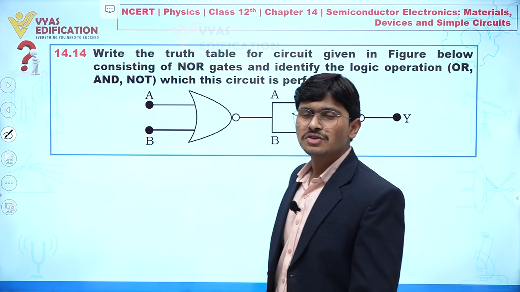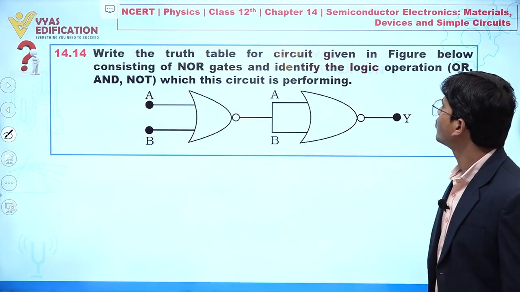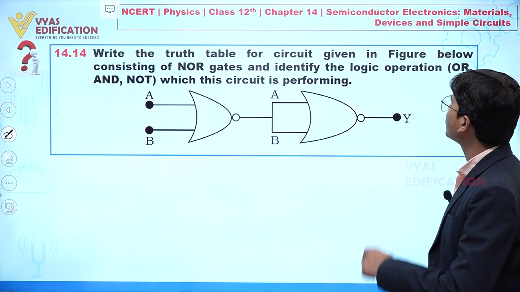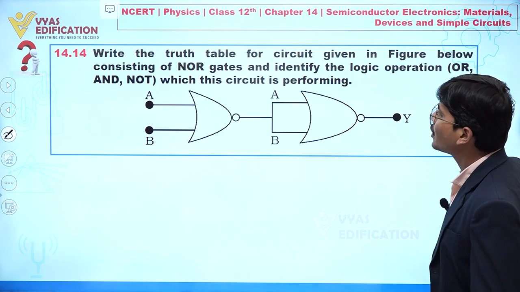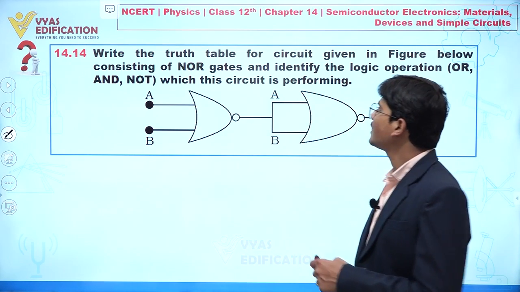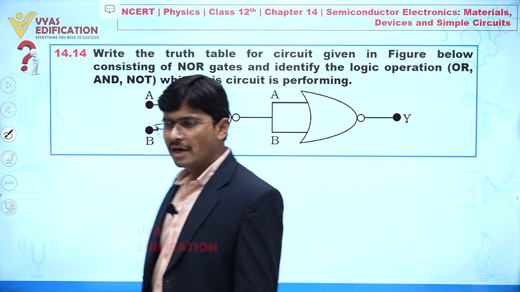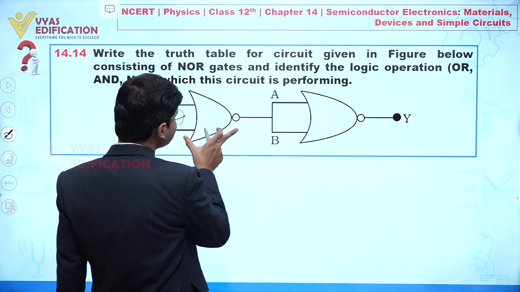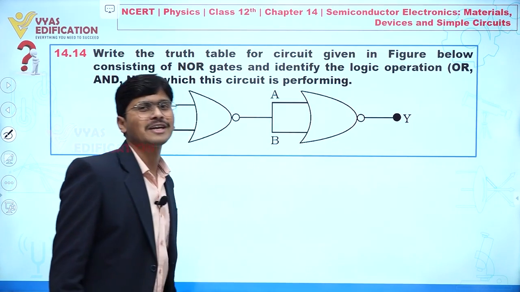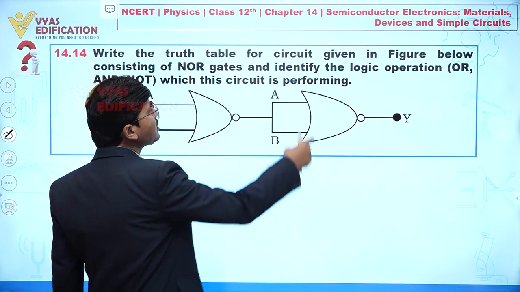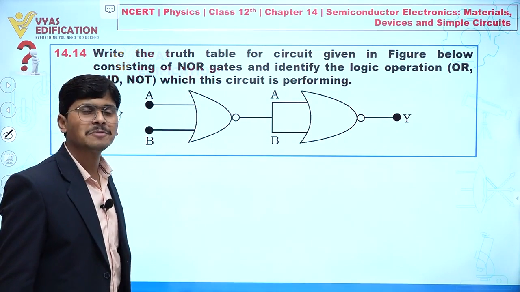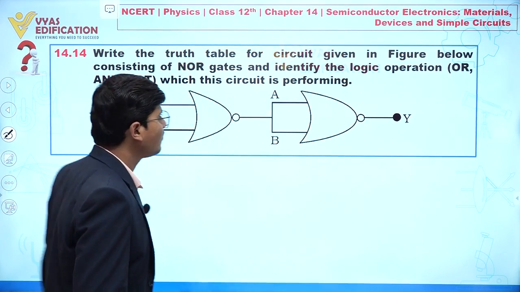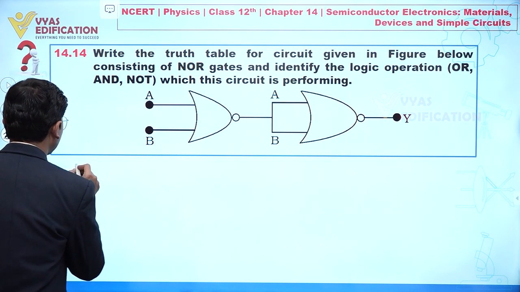In this question, we have to write the truth table for the circuit given in the figure below, which consists of NOR gates, and we have to identify the logic operation, OR gate, AND gate or NOT gate, which the circuit is performing. If you have knowledge of logic gates, directly you can say this is a NOR gate and this is a NOR gate, and we are connecting a NOT gate. Because if we connect both inputs of a NOR gate together, it becomes a NOT gate. So NOR plus NOT becomes OR. So definitely we will get the OR gate, but let us try to understand by using a truth table.